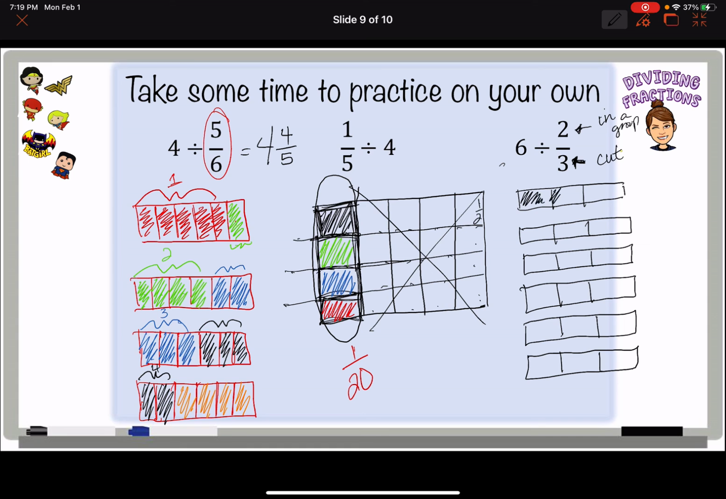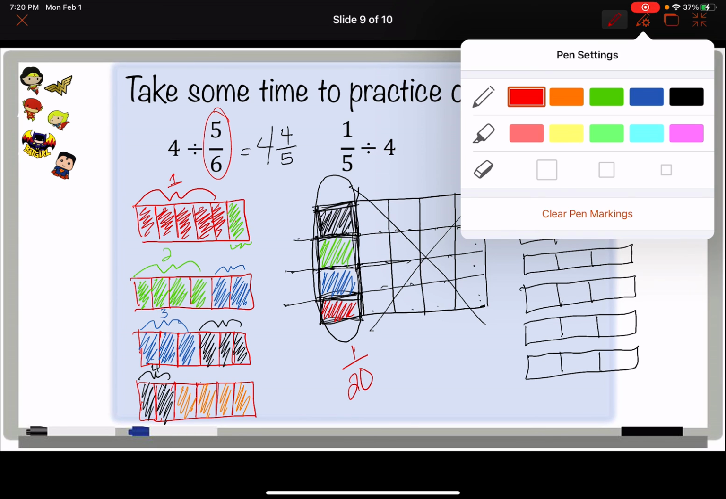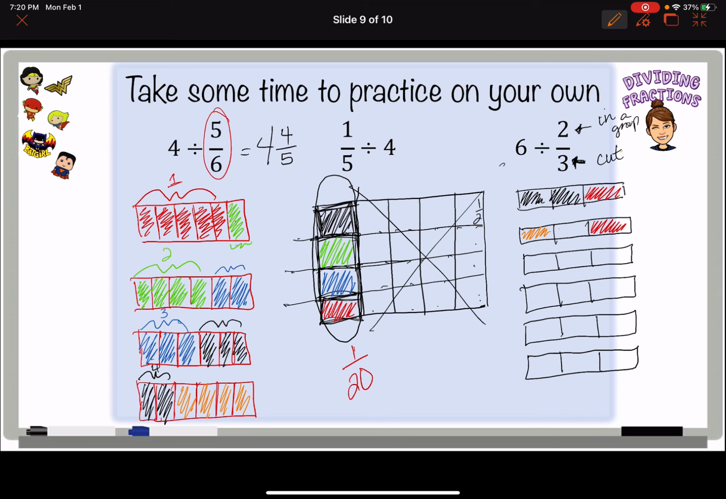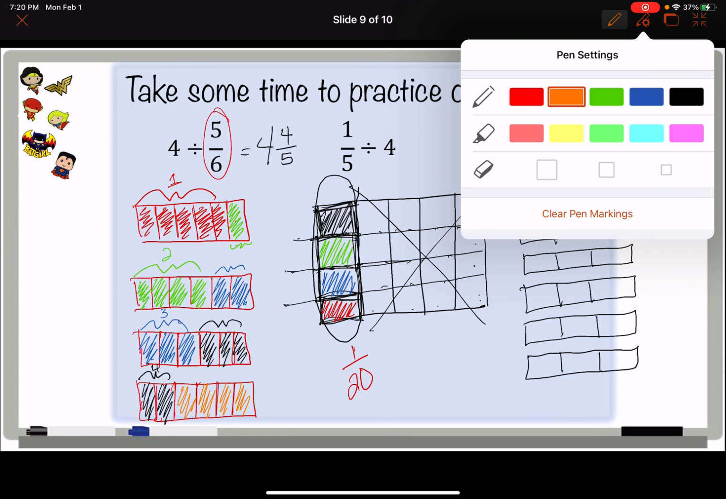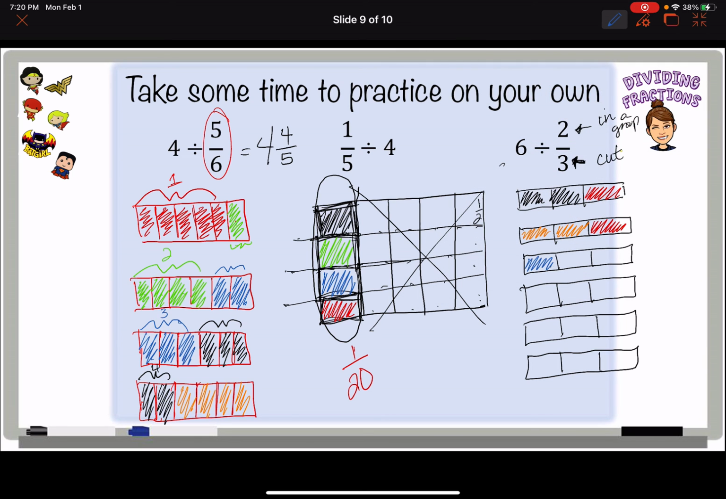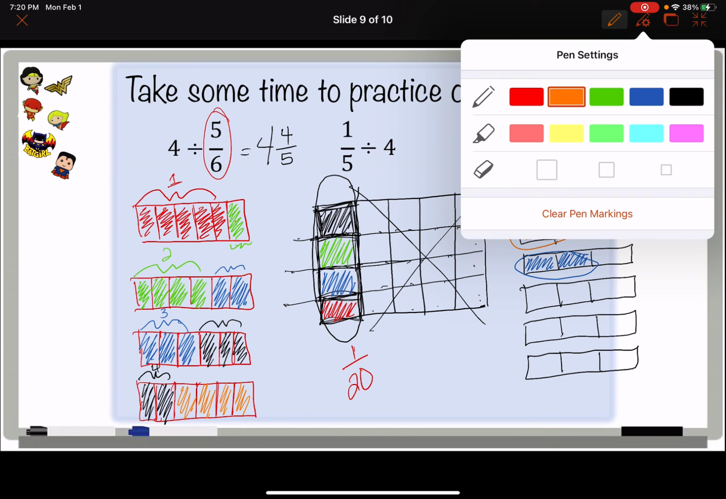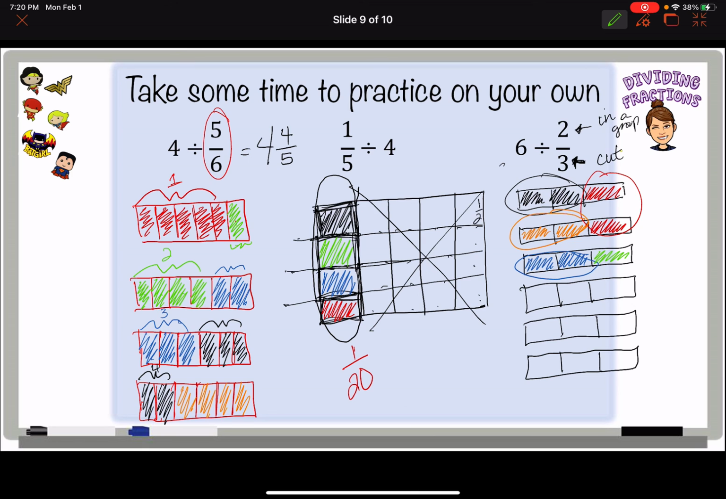So here's 1, 2, 1, 2, and I put them together that way so it's a little easier to see that they go together. And then 1, 2. And then 1, 2. Okay, so I can even, like I said, go through and circle them so I know which pieces go together and how many groups I've made. So far, I have made 4 groups. Ooh, I might run out of colors here pretty quick. And then 1, 2. So now I've made 5 groups.